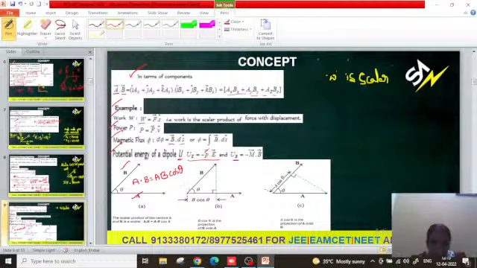Next, in the next diagram, you can observe here vector A bar and vector B bar. Now we have drawn a perpendicular onto A. Now B cos theta is lying along the direction of vector A. Now this B cos theta is the projection of B onto A.